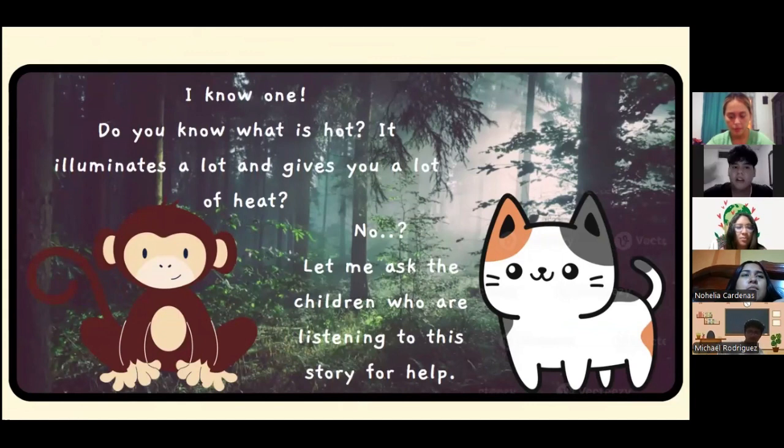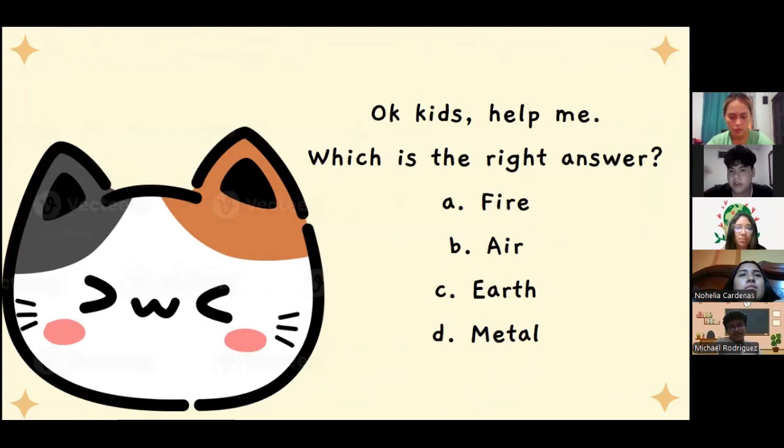So I know one. Do you know what is hot? It illuminates a lot and gives you a lot of heat. And the cat answered, no, let me ask the children who are listening to this story for help. So you introduce the students to the story and the question. Okay, kids, help me. Which is the correct answer?